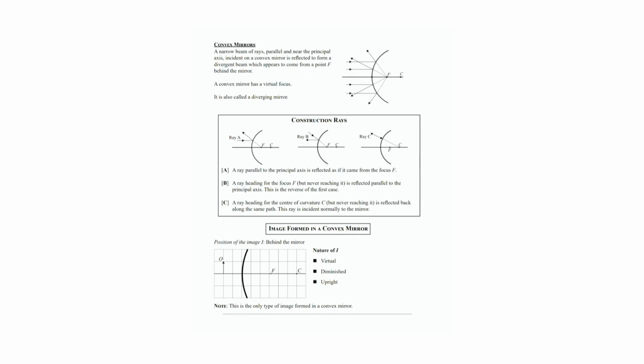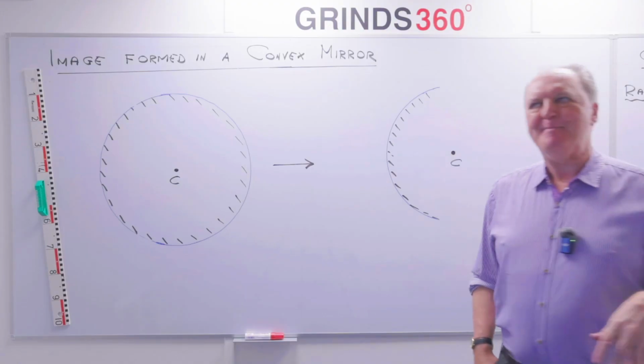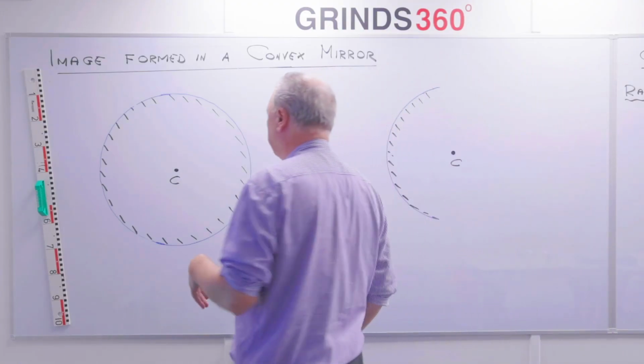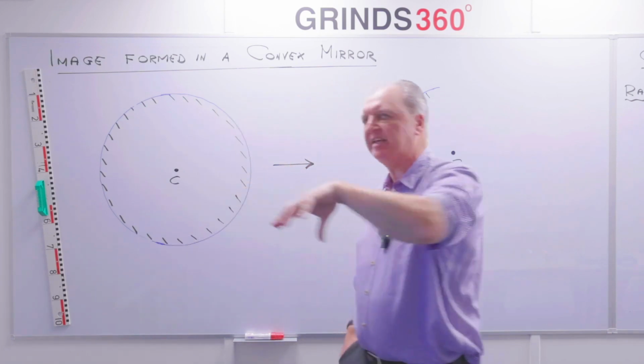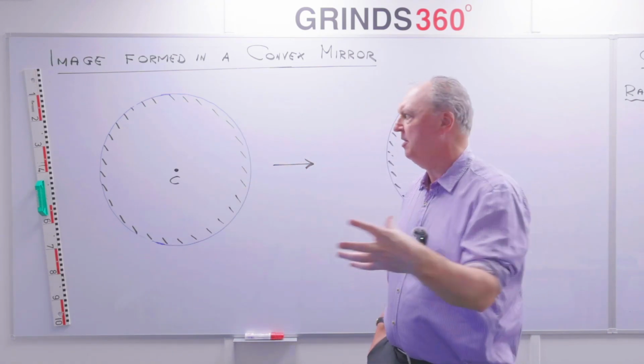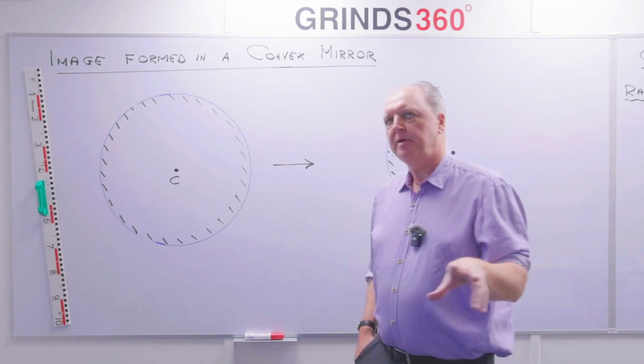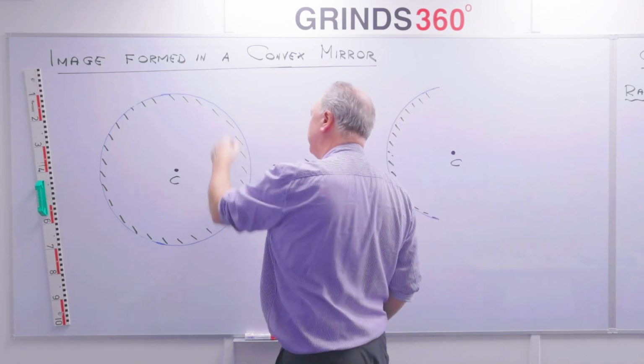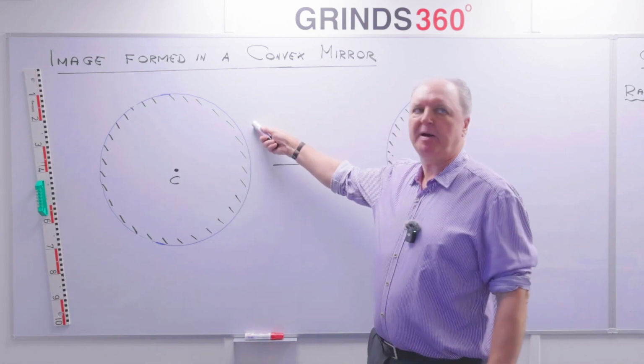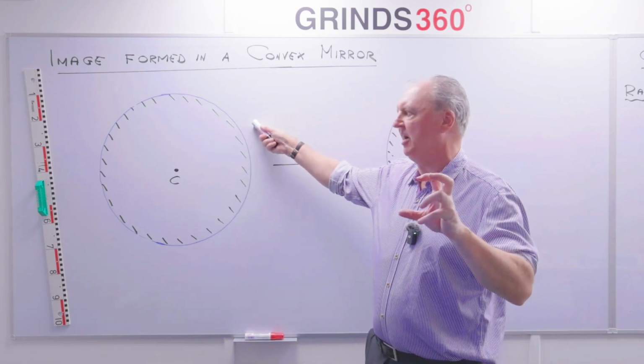Let's have a look at image formation in convex mirrors. We've already looked at the concave mirrors. Now the convex mirrors are the other way around. How do I make a convex mirror? Once again, I'm going to take a sphere or a football, but this time the back of the mirror is going to be inside and the reflecting part of the mirror is going to be outside.